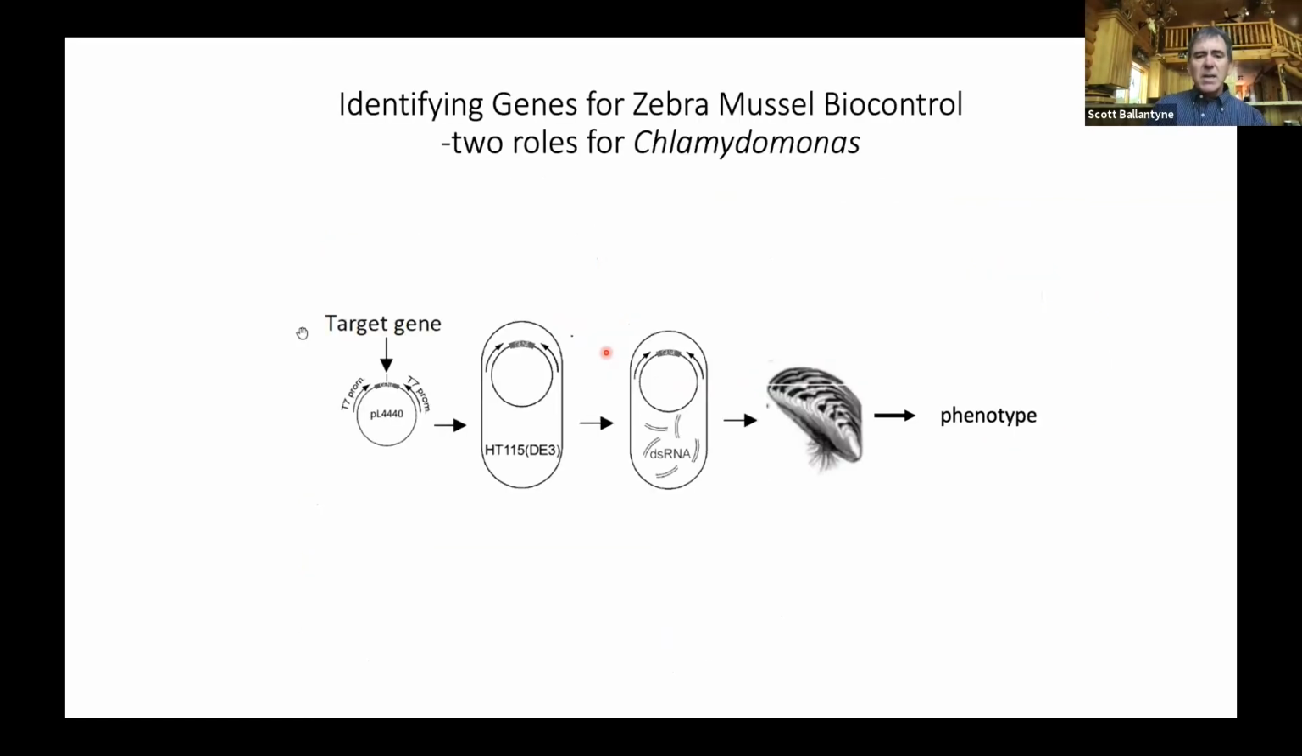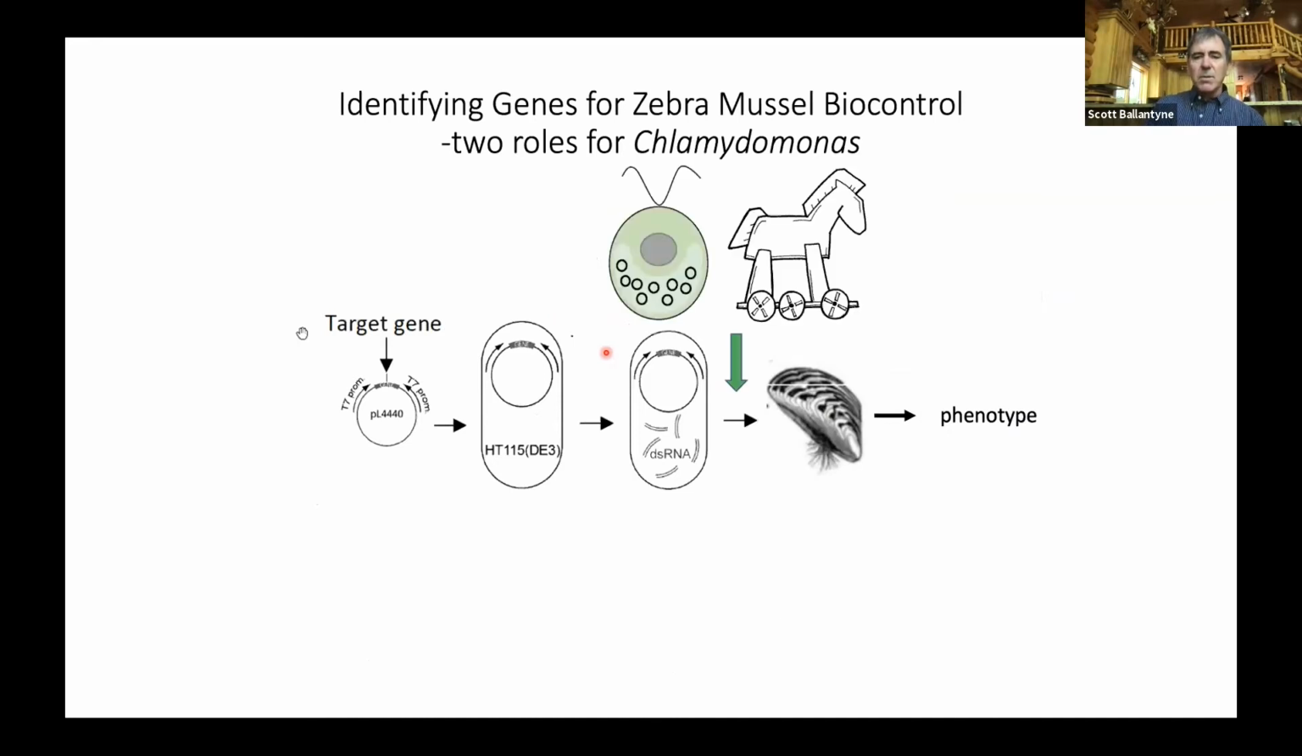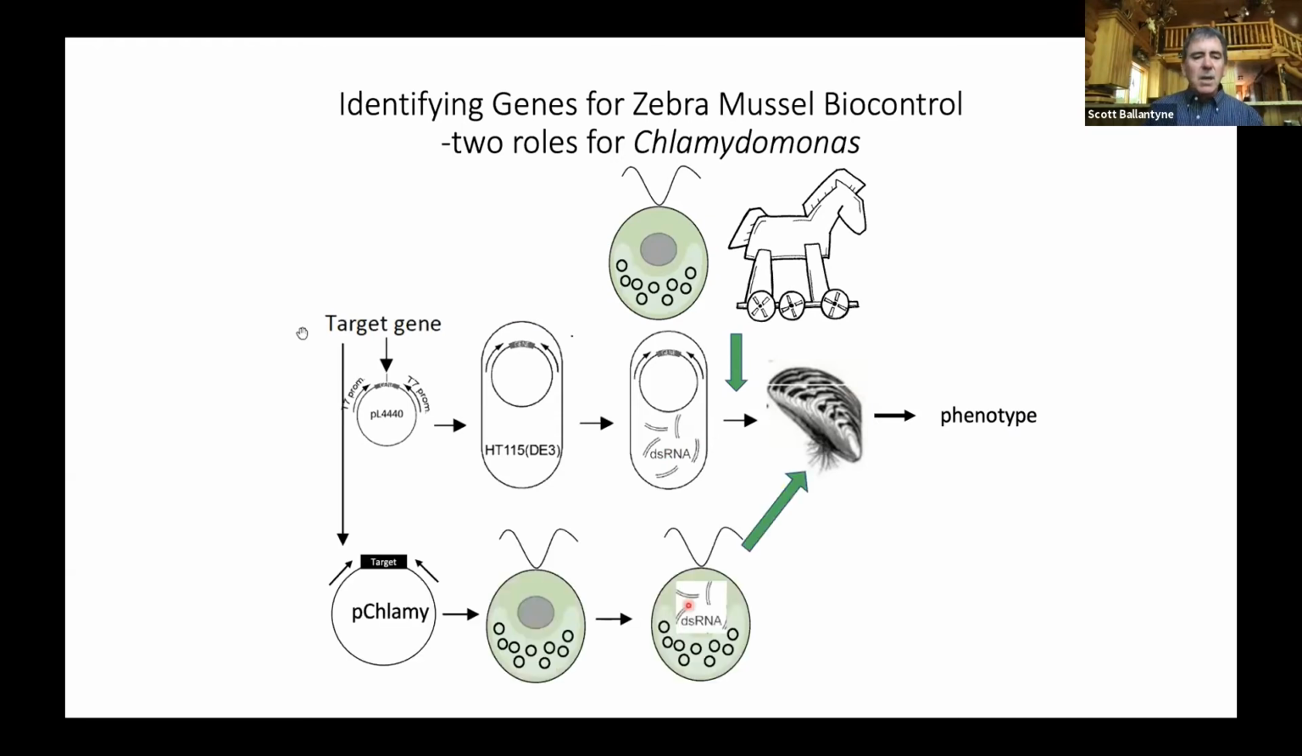So there's our strategy again, and clammy is really going to play two roles for us. The first role is it's going to act as our Trojan horse, right? It's going to help us deliver our modified E. coli into the zebra mussel gut. And the second, more long-term idea, is that clammy is going to act as a substitute for the E. coli, actually producing the double-stranded RNA for us directly.